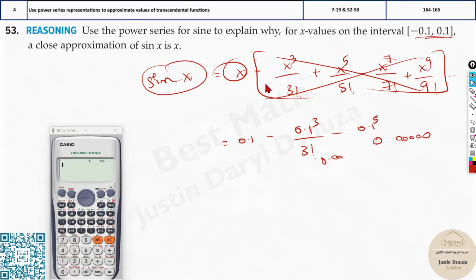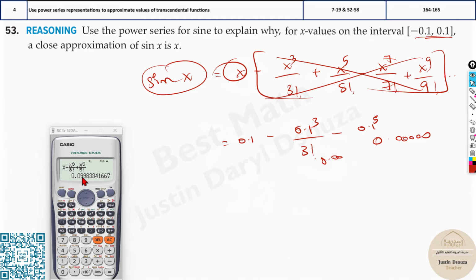Wait, I'll show you. Here, let me write this. Let me write at least few terms only. It's minus x power 3 divided by 3 factorial. And then we have plus x power 5 divided by 5 factorial. Okay, that's a wrong symbol. Over here we go. Now I will calculate it at 0.1.